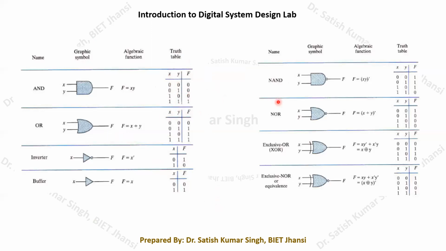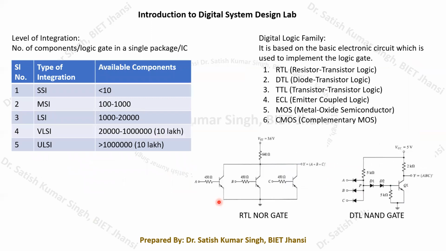So once we understood these different logic gates and their corresponding algebraic functions and truth tables, now we have to look at the fact that these logic gates are actually not available in the form of discrete components, but rather they will be available in the form of ICs. IC means integrated circuits.